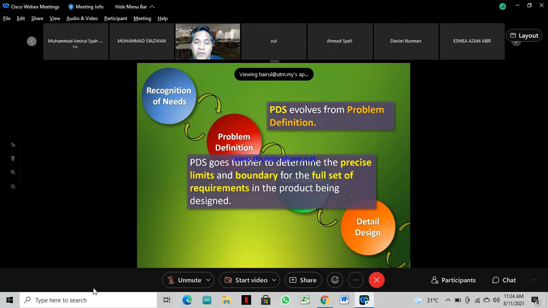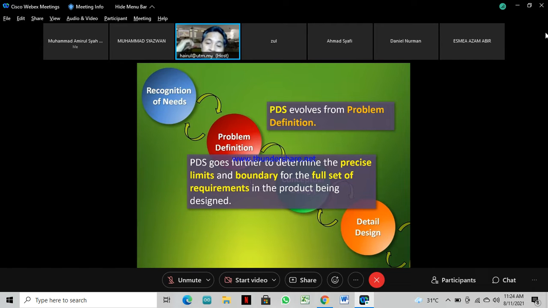So the PDS actually evolves from the problem definition. The PDS goes further compared to the problem definition. It goes further to determine the precise limit and boundary. With the PDS, you make a set of requirements and a checklist. When you have this full set of requirements, it gives you the precise limit and boundary.